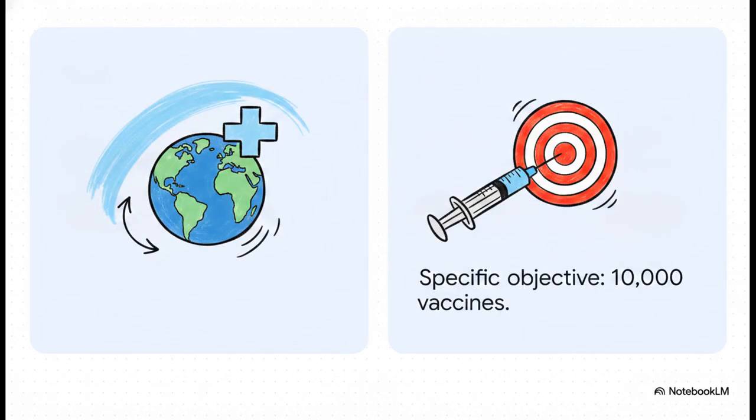Now, another absolutely crucial difference here is specificity. An objective is generally way more specific than a general goal. To put that into perspective, a broad ambition like improving healthcare for children, well, that's a general goal, right? But providing exactly 10,000 children with vaccines, boom, that measurable, concrete target, that is an objective.